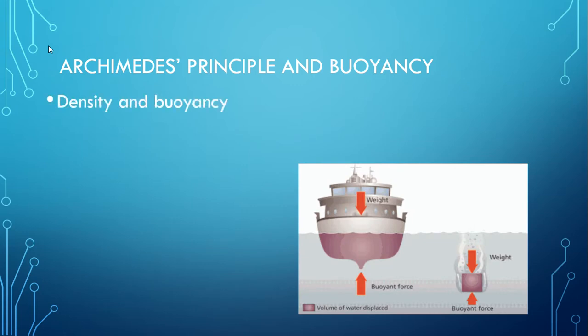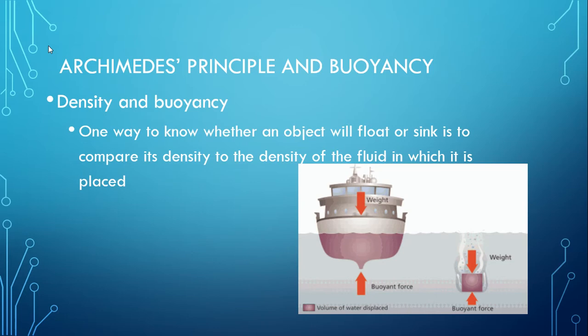So back to our notes, we're going to go ahead and introduce density since we're talking about buoyancy. Another way to know whether an object will float or sink is to compare its density to the density of the fluid where it's placed. In order to calculate the density of something, any object, you take its mass divided by its volume. And if the density of the object is less than the density of the fluid, then it's going to float. Now, water has a density of exactly 1. So anytime you have a density of greater than 1, that object is going to sink.